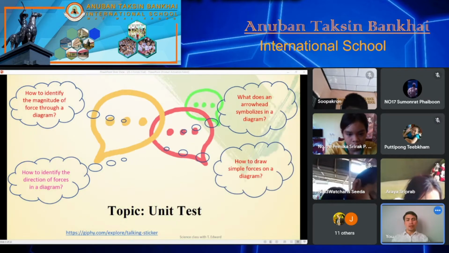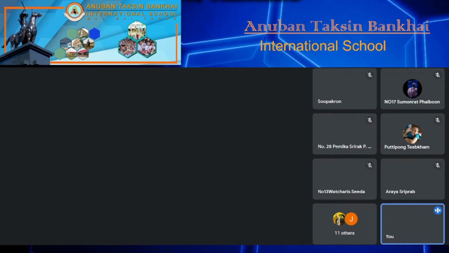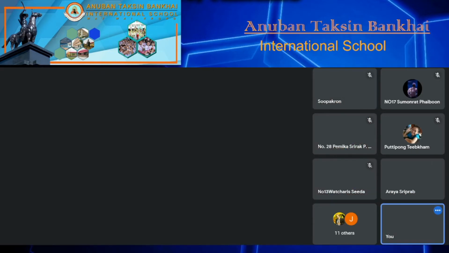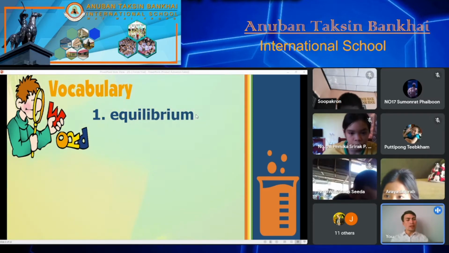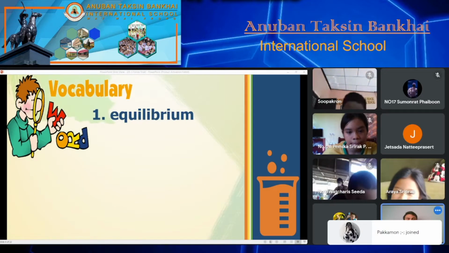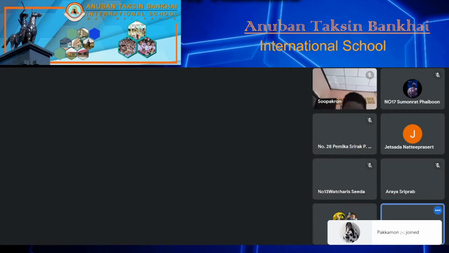Okay, now let's start with our vocabulary words. Are you ready now for our vocabulary words? Number 1. This one is a little bit difficult, but you need to practice. Number 1, equilibrium. Can you read it again? Equilibrium. Number 2, net force. Number 3, high friction. Number 4, low friction. Number 5, string. And number 6, slippery.